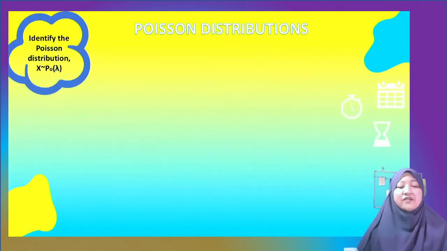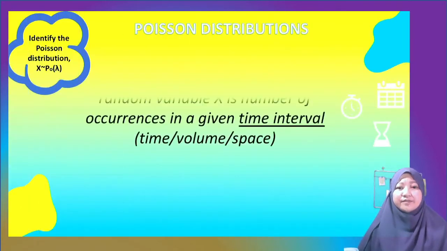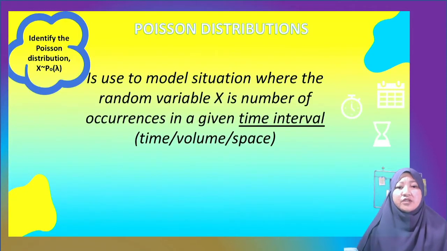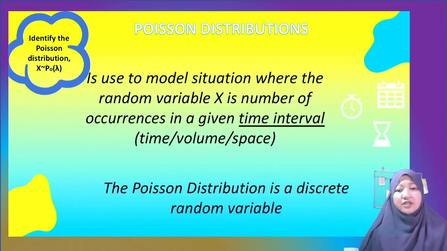Okay, first identify the Poisson distribution. Poisson distribution is used to model situations where the random variable x is the number of occurrences in a given time interval. So time interval such as time, volume or space. The Poisson distribution is a discrete random variable. Serupa dengan binomial, Poisson adalah satu discrete random variable.